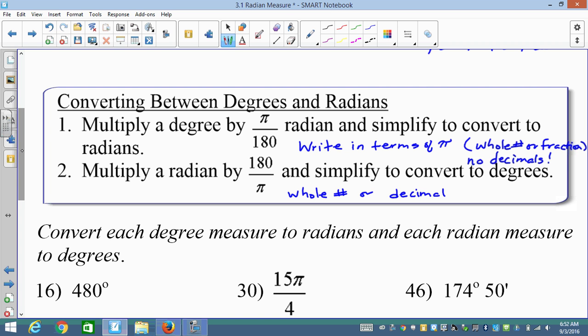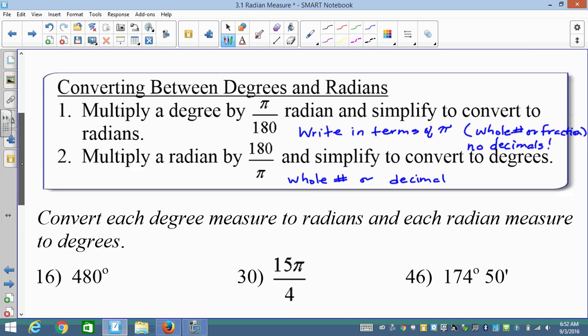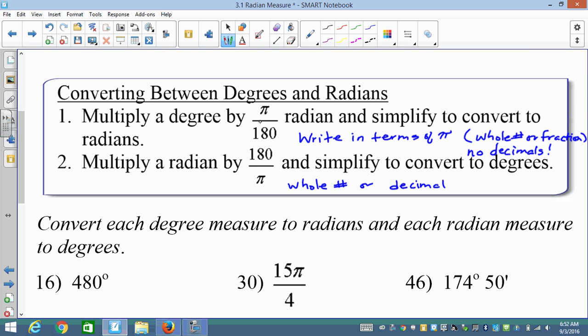Basically, pi is still in the mix, but we'll have those also that are different. So maybe I should say if you're multiplying by pi, whole number or fraction. If you're dividing by pi, there it is, whole number or decimal.